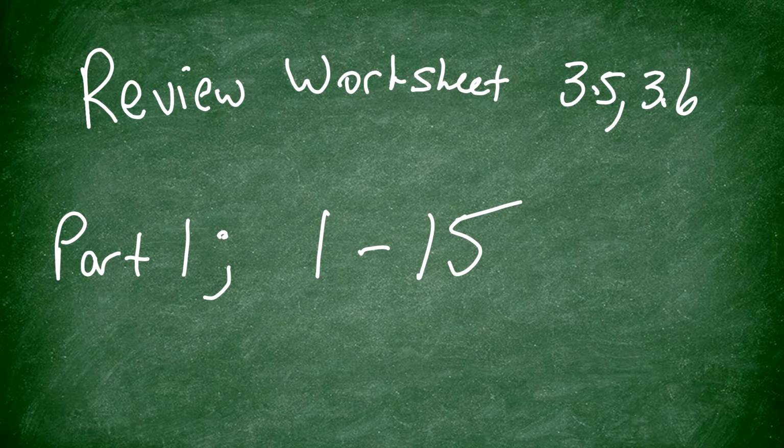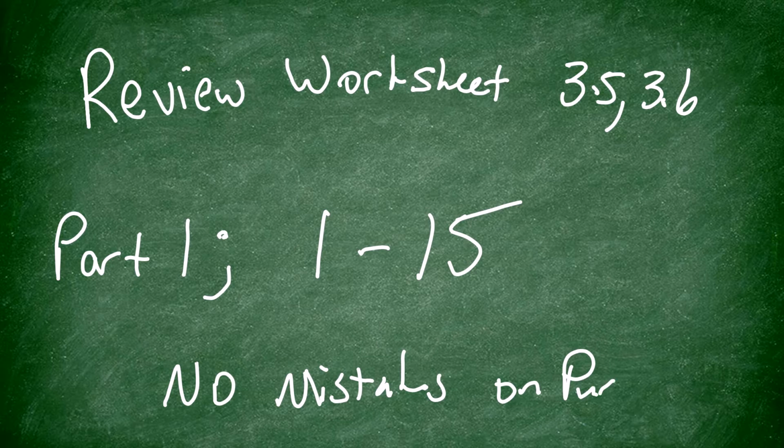So that finishes the review worksheet 3.5, 3.6, part 1. I went 1 through 15. I do not believe there's any mistakes. So if there is a mistake, it's not on purpose, but there still might be one, so that doesn't change anything. So no mistakes on purpose. That doesn't promise anything, so if I find one later, I'll let you know. Any questions, let me know.